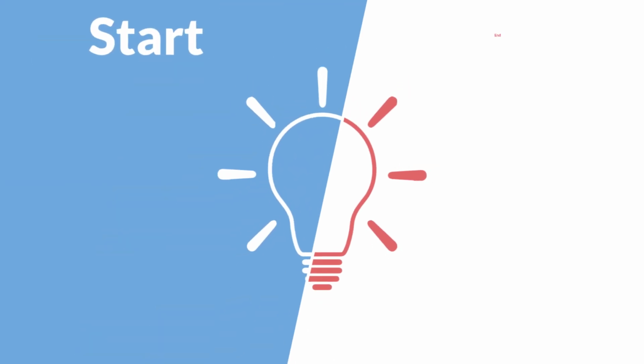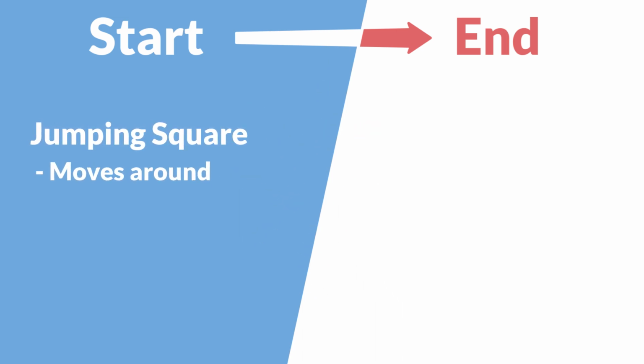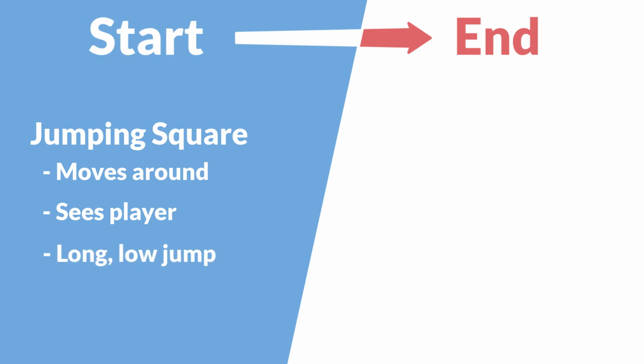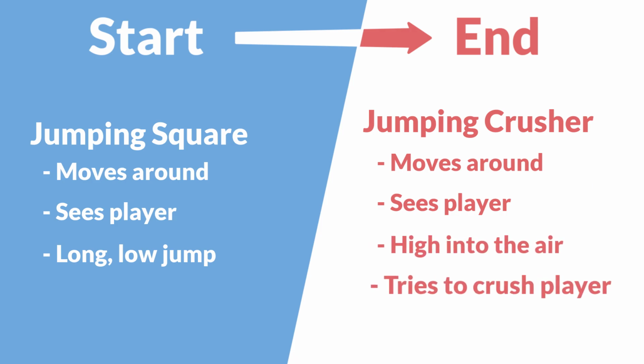I'm going to modify the jumping square enemy to be a combination of the jumping square and the crusher. So let's start with the jumping square. It moves around, and if it sees the player, jumps towards them with sort of a long, low jump. I want to create a variation of this where the square jumps high into the air and, when it is over the player, goes straight down and tries to crush the player.